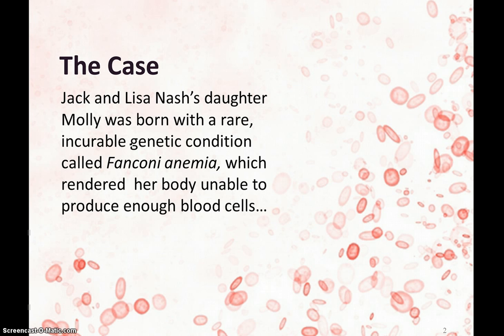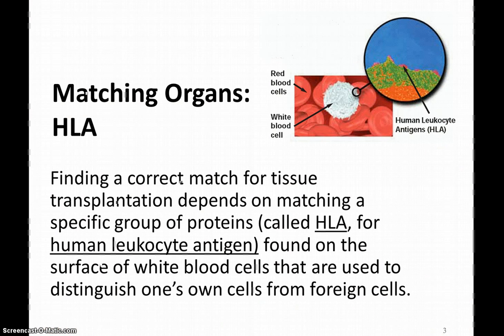Welcome back. The case study we're going to be looking at is about Jack and Lisa Nash's daughter, Molly, who was born with a rare, incurable genetic condition called Fanconi anemia. This renders the child's body unable to produce enough blood cells. When we match organs for tissue transplantation, we look at the HLAs, which stands for human leukocyte antigen. These are found on the surface of the white blood cells, and that's how you distinguish a foreign cell from your own cells.